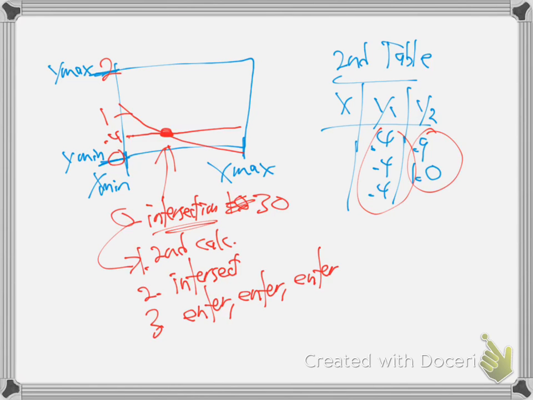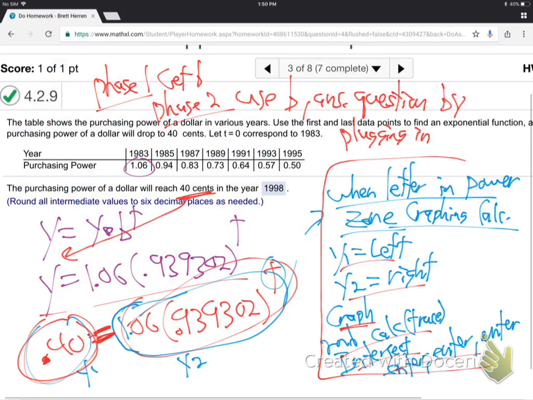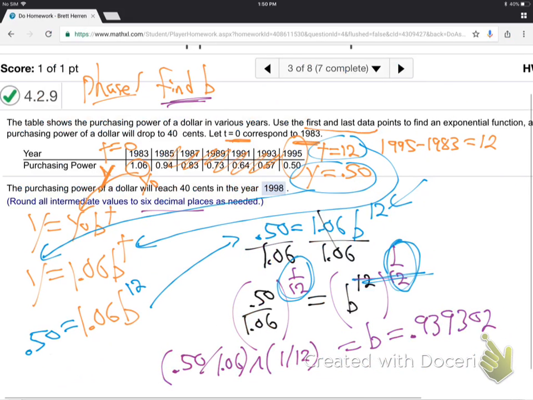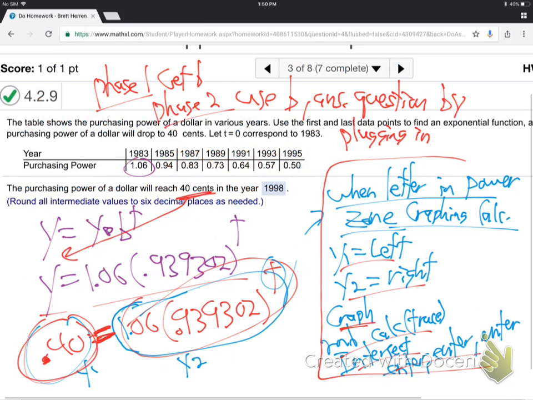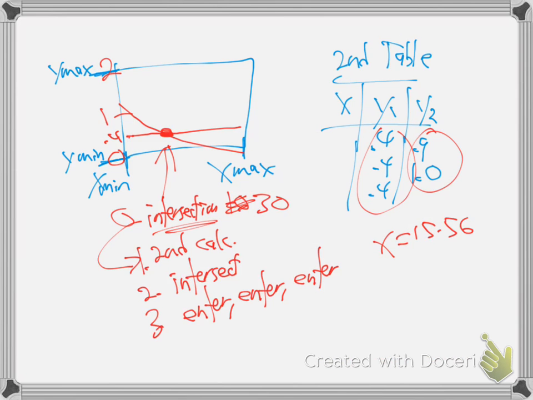So if we go back and we say, okay, it came out 15.56. That's the answer. What was the question? I'm getting lost here. It was, that's after 1983, isn't it? I forgot what we were even doing. That was after 1983 was the start of that problem. So I got to add that to 1983. That will be what? 1998.56.